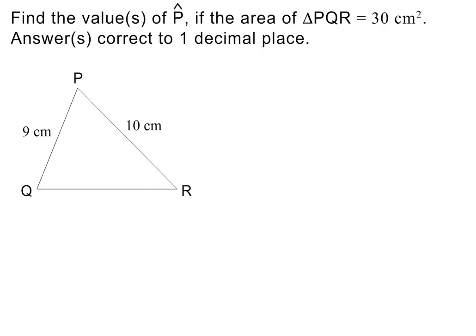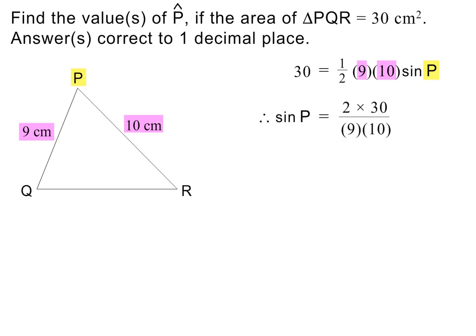In the next example, we are given the area of the triangle and we are asked to find angle P. The angle we are asked to find is the angle that is included between the two given sides. This means we can immediately apply the area rule. The given area, 30, is equal to half times 9 times 10 times sine P. Next we need to get sine P on its own on one side. This means we need to solve a trig equation.